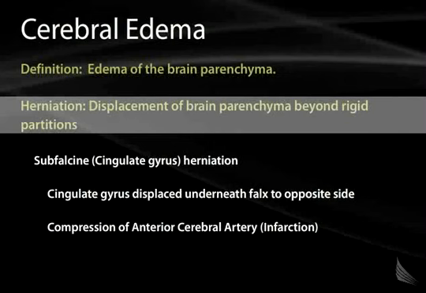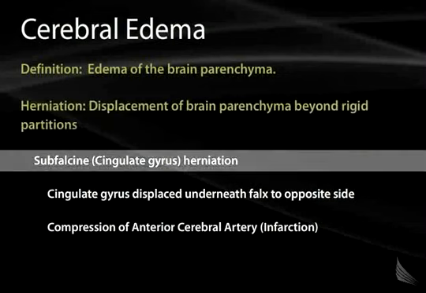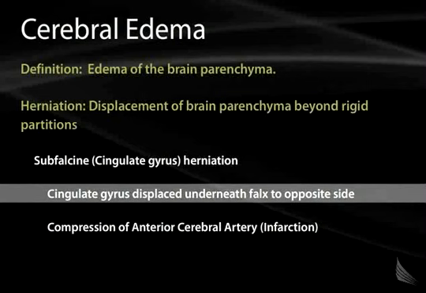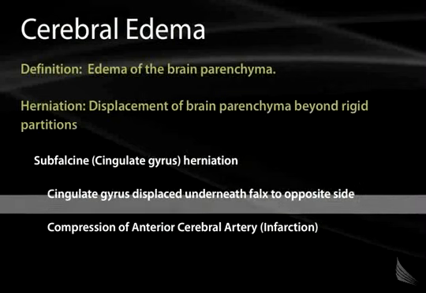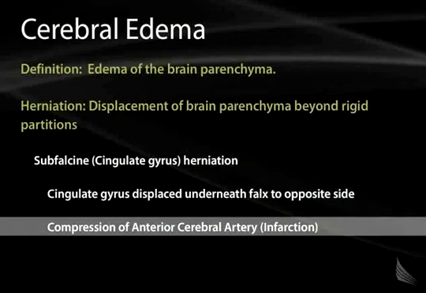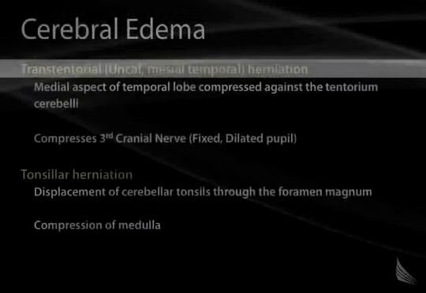Let's talk about some of the different kinds of herniation that occur with cerebral edema. The first kind is subfalcine herniation, where the cingulate gyrus is displaced beneath the falx, which is the meninges in the middle of the brain, separating the two hemispheres. The cingulate gyrus gets displaced to the opposite side, leading to compression of the anterior cerebral artery. This can lead to infarction and a secondary stroke.